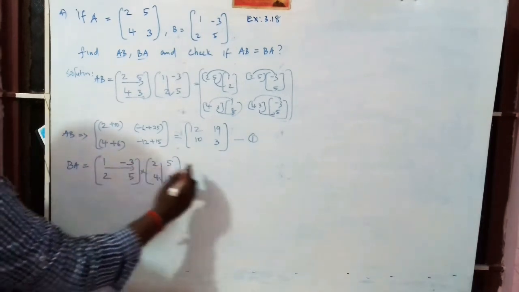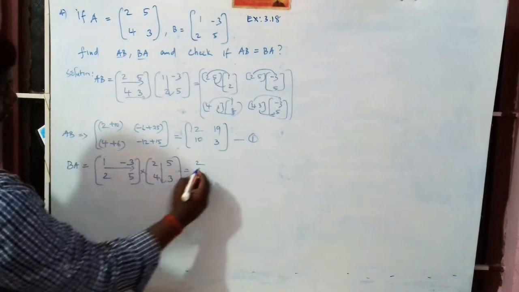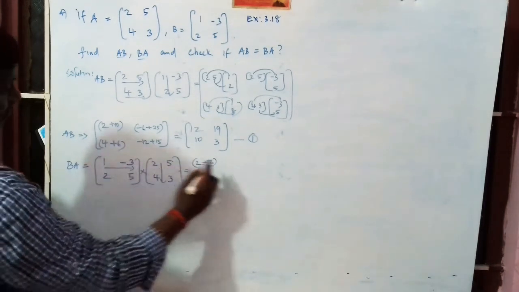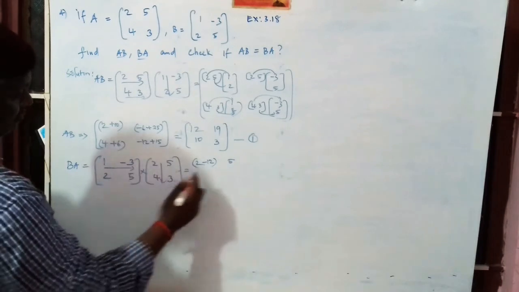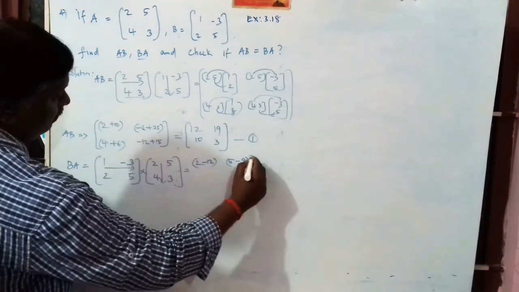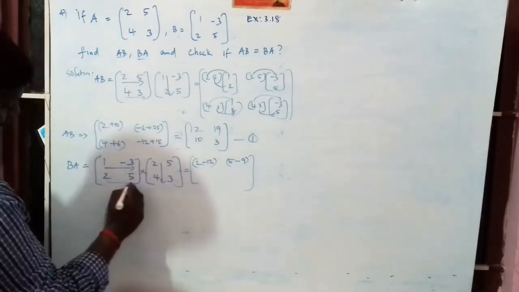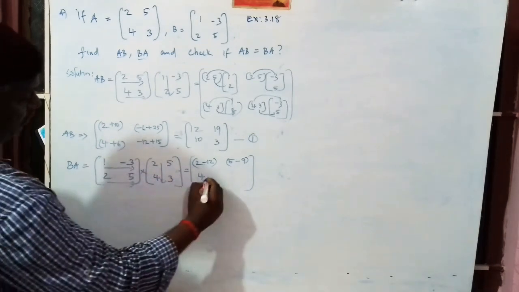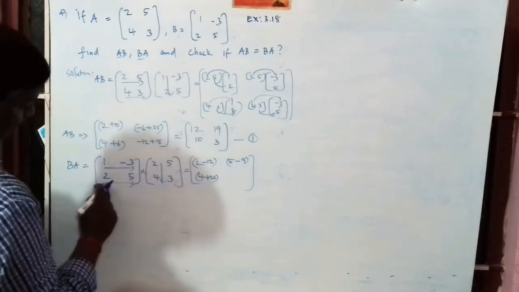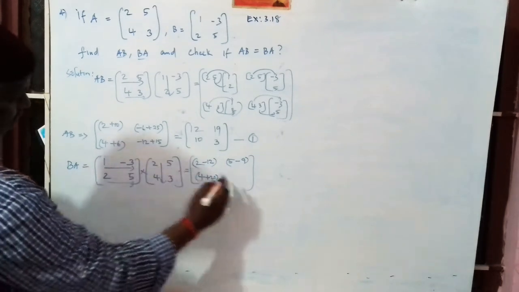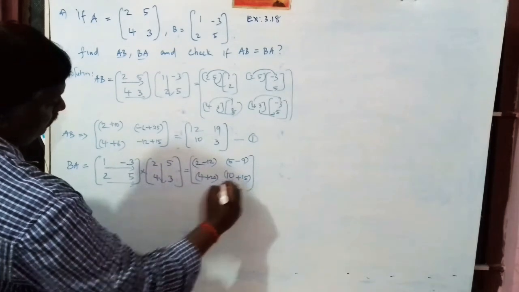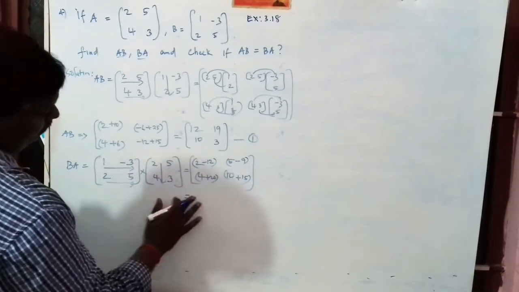So 1 into 2 equal to 2, minus 3 into 4 equal to minus 12. And first row, second column, 1 into 5 equal to 5, minus 3 into minus 3 equal to minus 9. The second row, first column, 2 into 2 equal to 4, 5 into 4 equal to plus 20. Next, second row and second column, 2 into 5 equal to 10, 5 into 3 equal to 15. Now simplify.